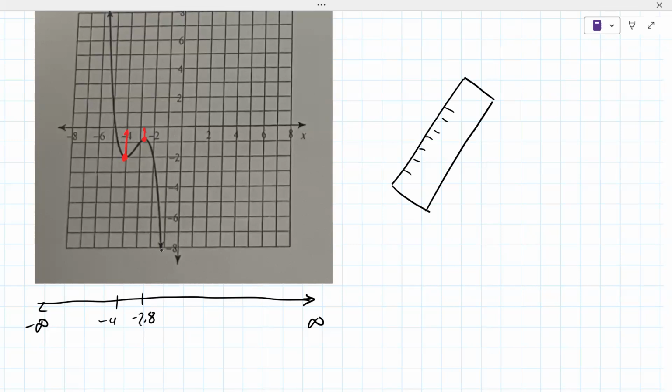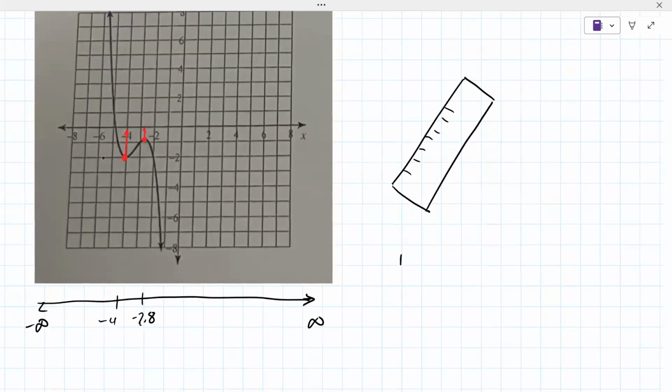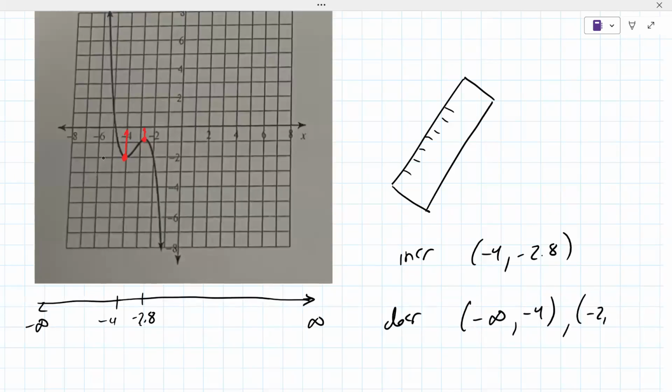Increasing one is -4 to -2.8. I agree. And then decreasing: -2.8 to infinity. So negative infinity to -4, and -2.8 to infinity. Okay.